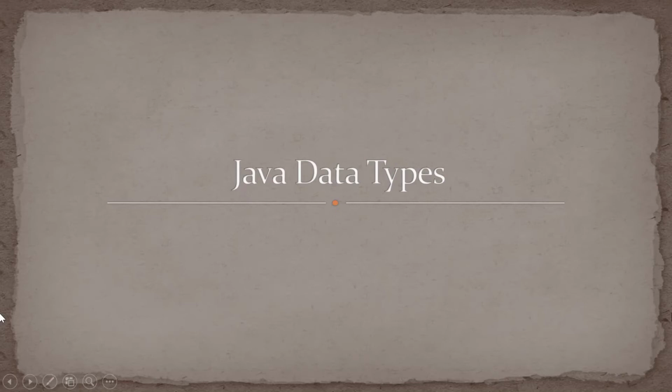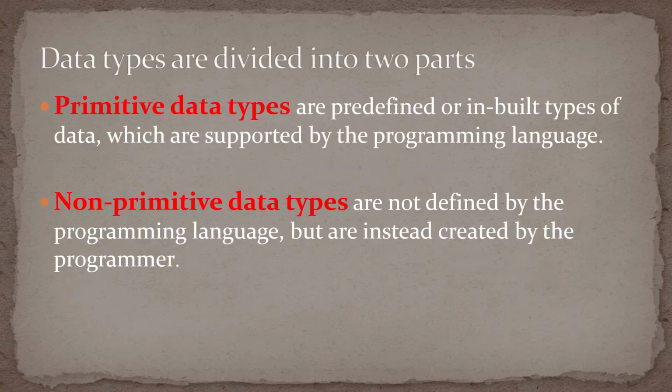Hello everyone. So today we're going to discuss Java data types. Guys, data types in Java is the most important topic because if you want to declare anything in Java, you must specify its data type. So there are generally two types of data in Java, that is primitive data types and non-primitive data types.